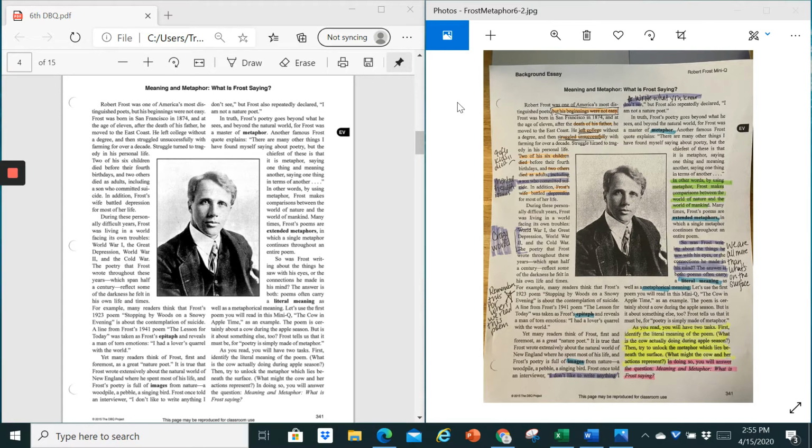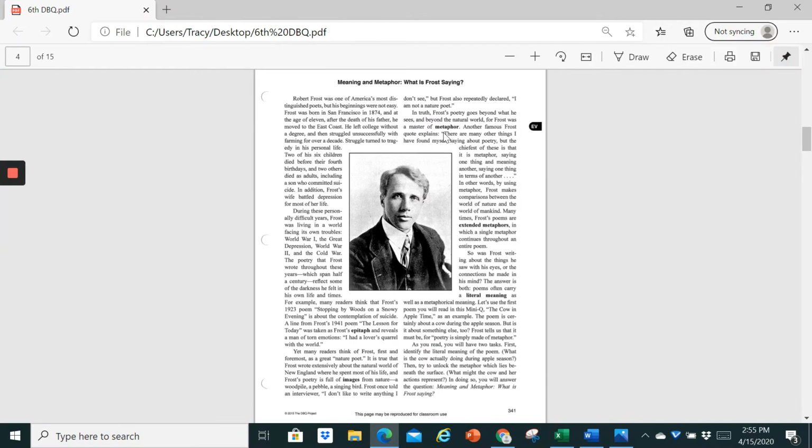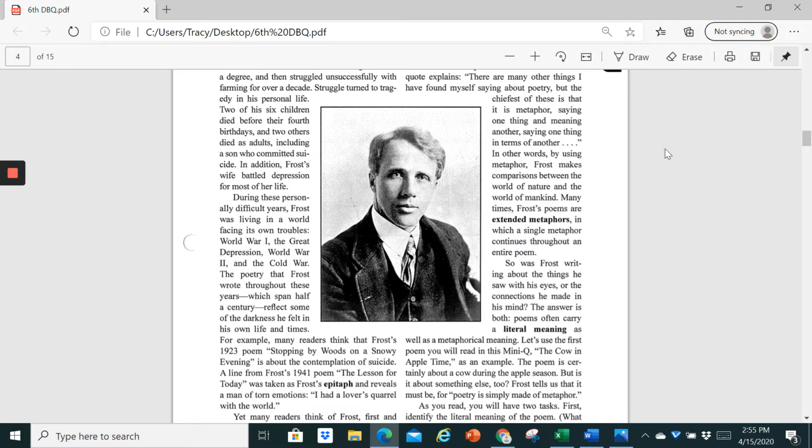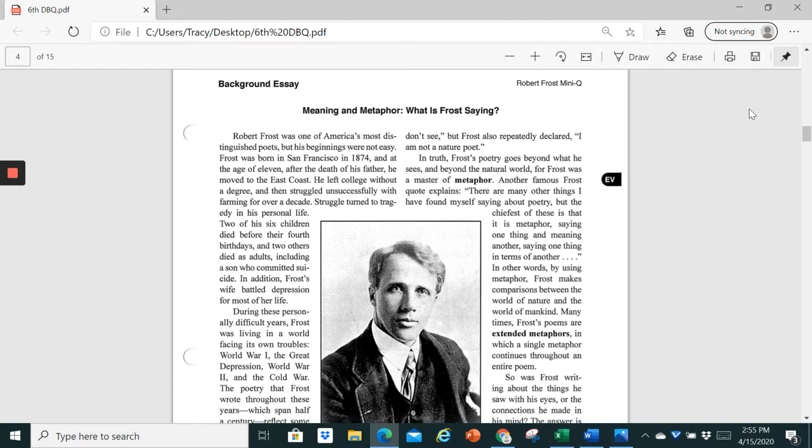This is Mrs. Saunders, and I am here to talk about task 6-2, which is the second reading assignment in the DBQ on Robert Frost called Meaning and Metaphor. What is Frost saying? The article that we're going to talk about today is the introductory piece to the DBQ, and it gives you some background information about who Frost is and what kind of stuff he wrote.